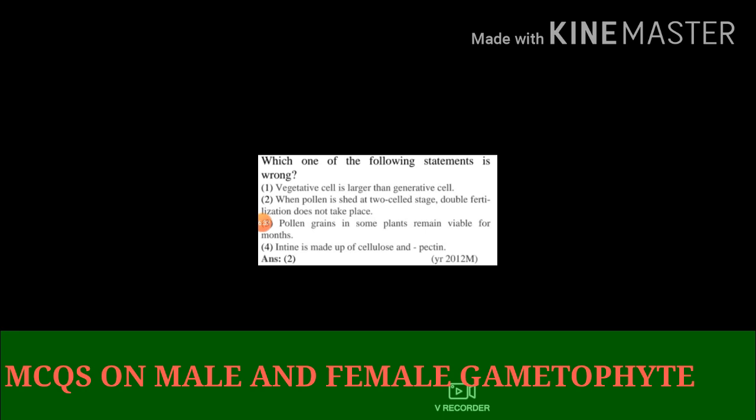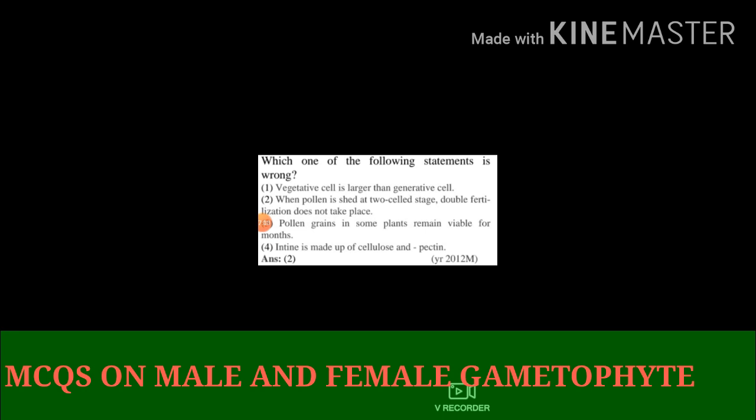Next question, which was asked in 2012. Which one of the following statements is wrong? Option 1: Vegetative cell is larger than generative cell. Option 2: When pollen is shed at two-celled stage, double fertilization does not take place. Option 3: Pollen grains in some plants remain viable for months. And option 4: Intine is made up of cellulose and pectin.